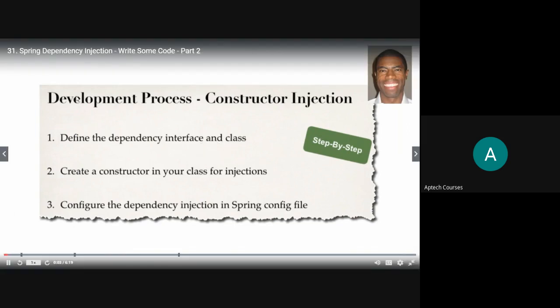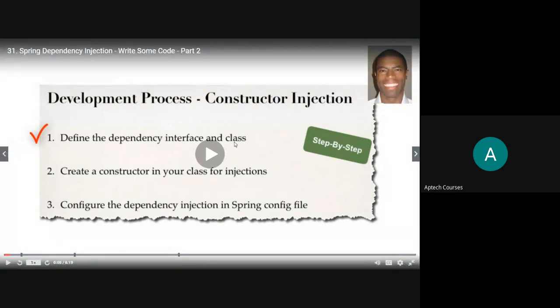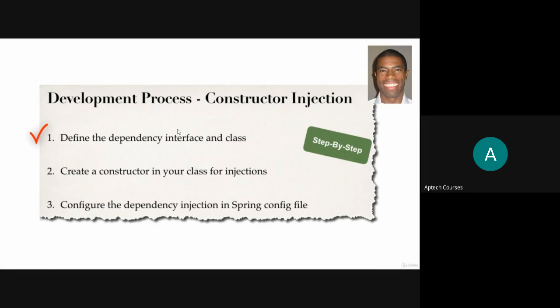Fine. So we just completed step one. What we have done here is define the dependency interface and the class. The dependency interface here is FortuneService. And what is the class? HappyFortuneService. Then the second step, create a constructor in the class for injections. Now let's focus on step two, creating a constructor in our class for the injections.